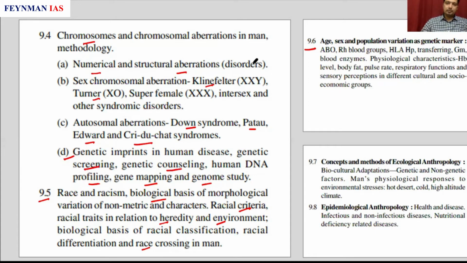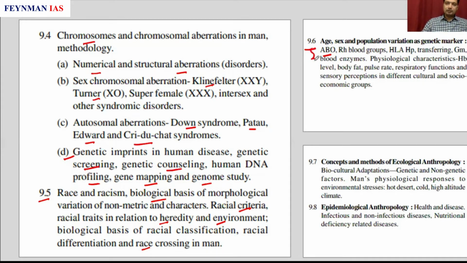So here you study those things that vary in humans. Like we have different blood groups. So we talk about ABO blood groups. We talk about some markers which are called HLA markers, human leukocyte antigen, or we have something called transferrin. So this is the complex part of unit 9.6. This first part is complex.